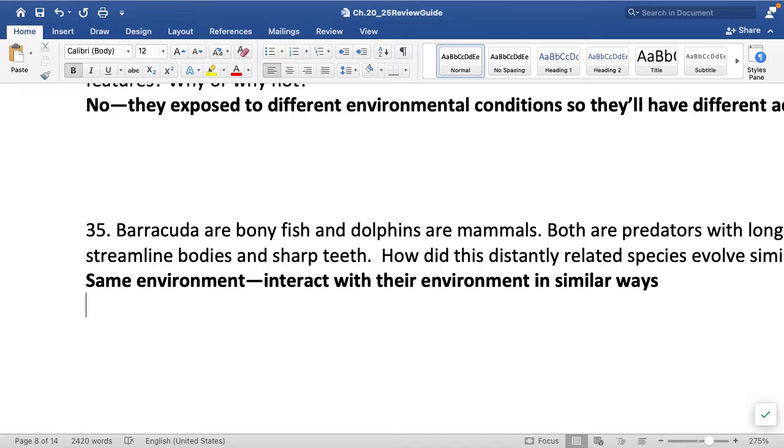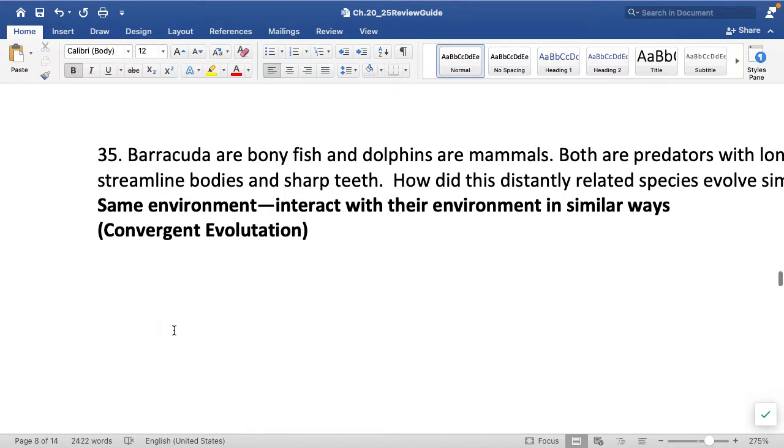All right, and then does anyone remember the key vocab term for this? What type of evolution? Convergent. Yeah. I'm just going to put it in parentheses. Convergent evolution. Okay.